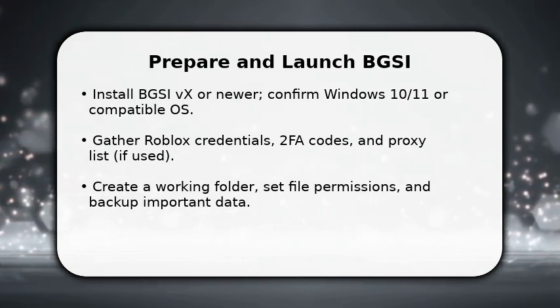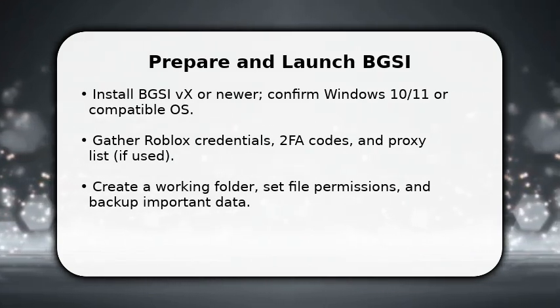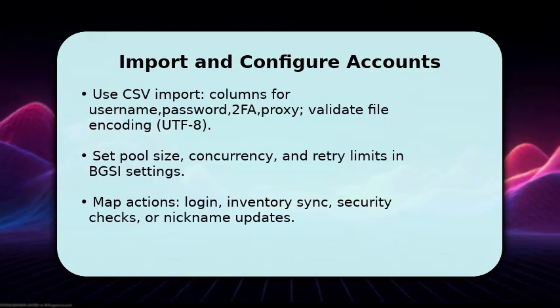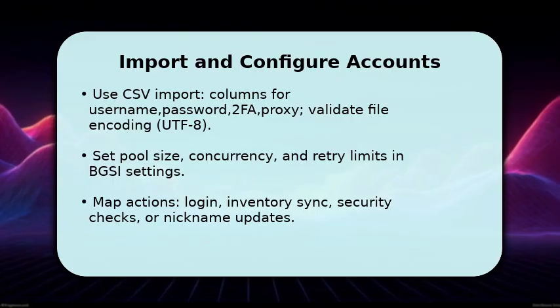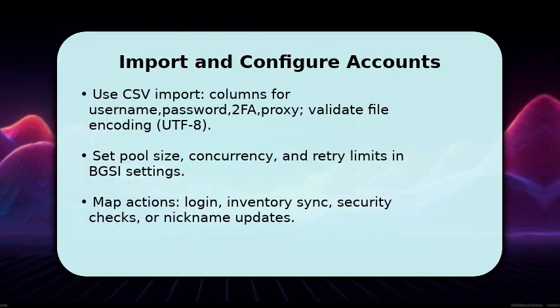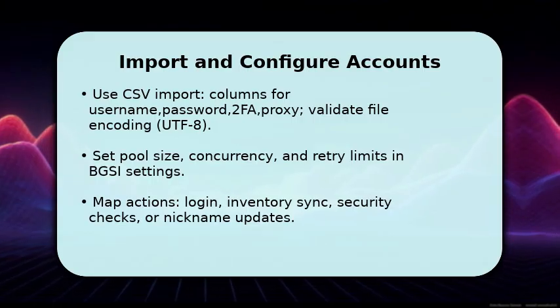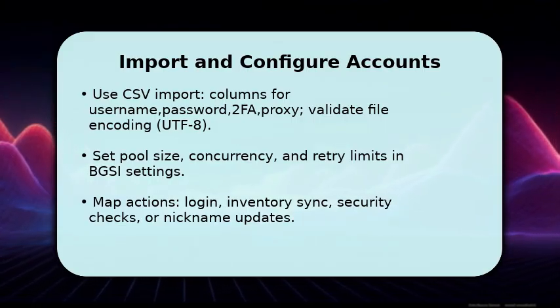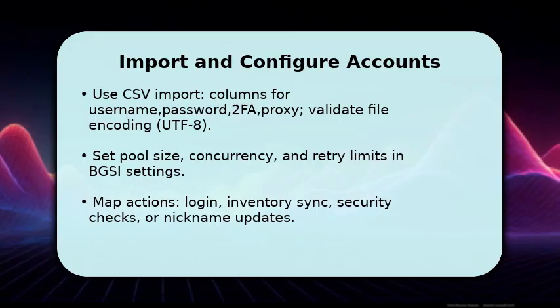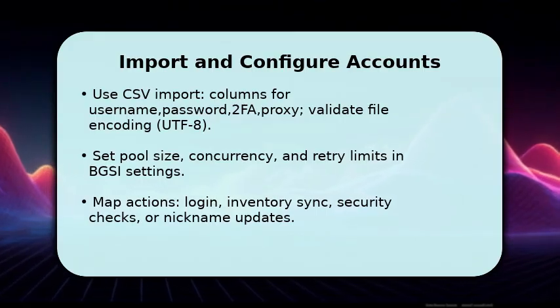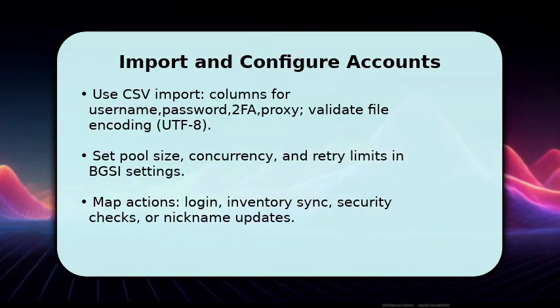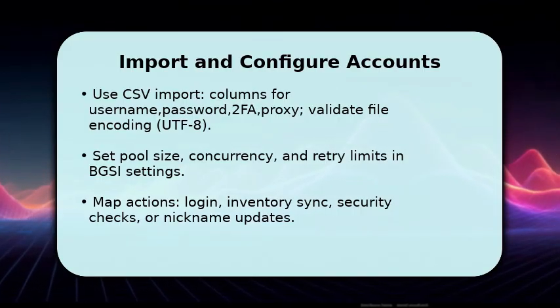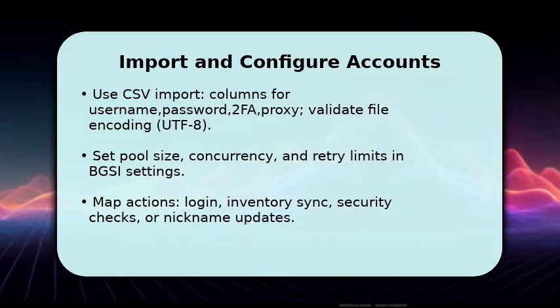Once done with setup, import accounts via CSV, making sure headers match Bgsi required fields and encoding is UTF-8. You'll configure concurrency and pool size to balance speed and detection risk. Lower concurrency reduces bans. Then map automation tasks: login, inventory sync, profile edits, so Bgsi knows what to run per account. Also set retry logic and delays between actions to mimic human behavior.